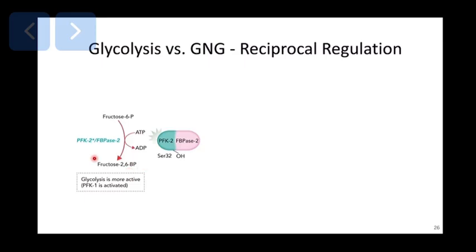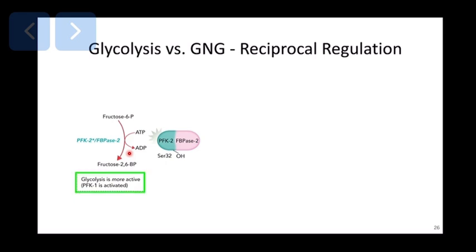So your tandem enzyme, when it is in the dephosphorylated state, so here's our serine 32 in that regulatory domain, there's no phosphate on it, so your kinase is going to be active. That's what the little star is. Here's our active kinase domain, transferring a phosphate from ATP onto fructose 6-phosphate to form fructose 2,6-bisphosphate. Okay, now we have that regulatory molecule, and it can stimulate glycolysis through PFK1.